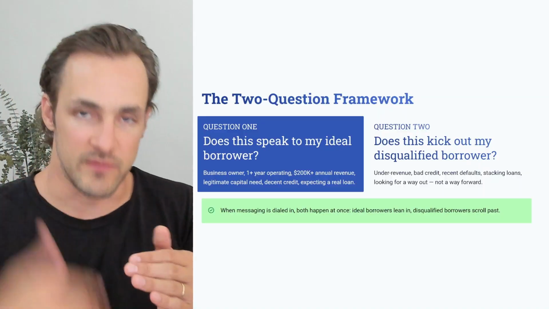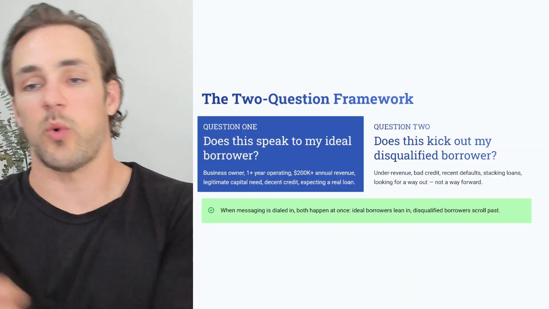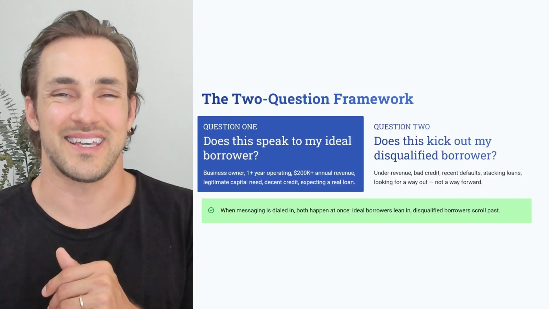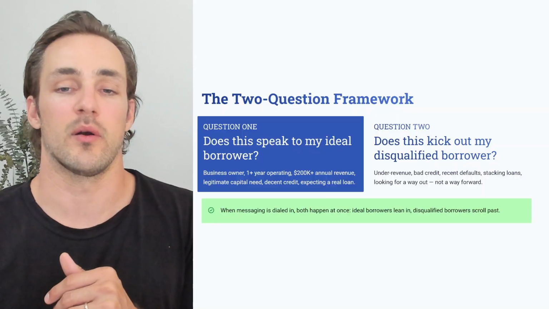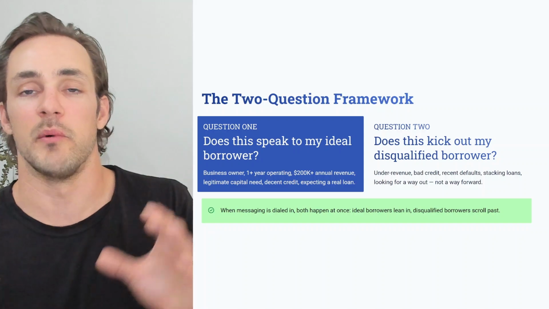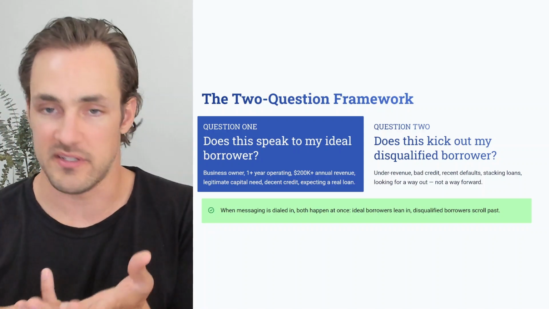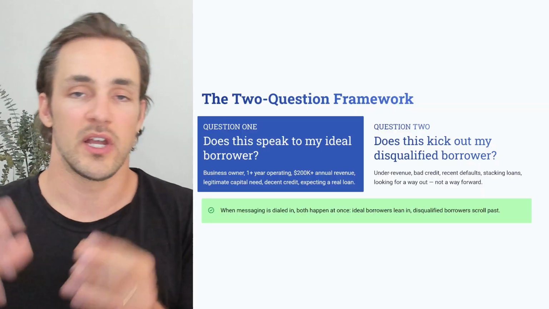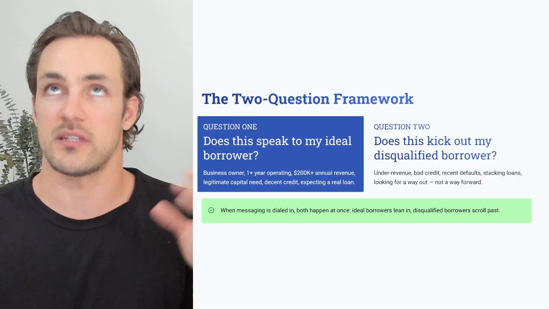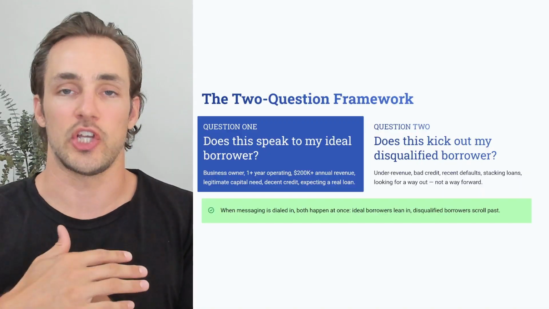But that's the thing. Even when you nail question one, you still have to disqualify leads, and that could lead to disaster. So question two, does this kick out my disqualified borrower, right? Your disqualified borrower is everything opposite of what we just outlined as the ideal fit customer. Under revenue, bad credit, recent defaults, stacking loans, just looking for a way out, looking for a light at the end of the tunnel, looking for some gift from God, right? These people exist on Meta in huge numbers.